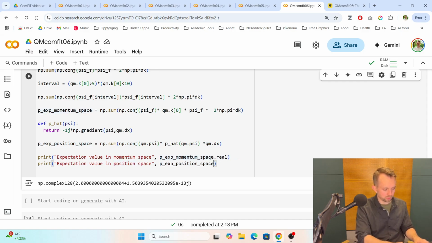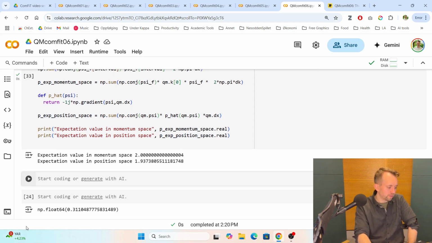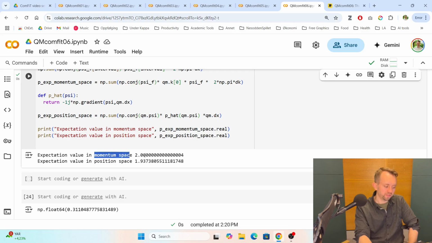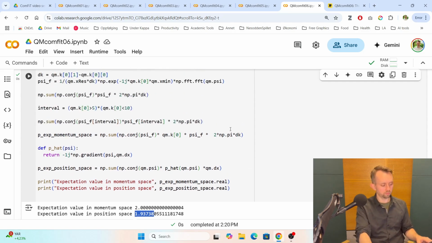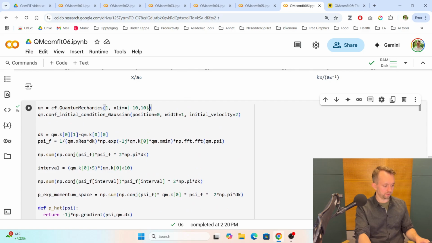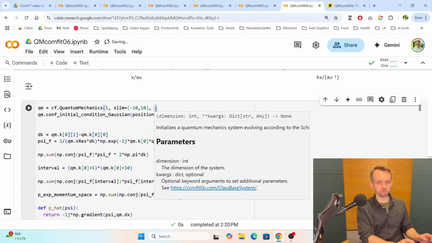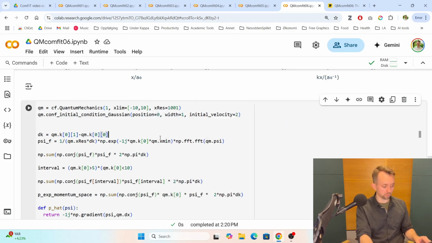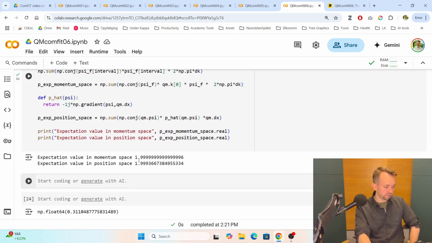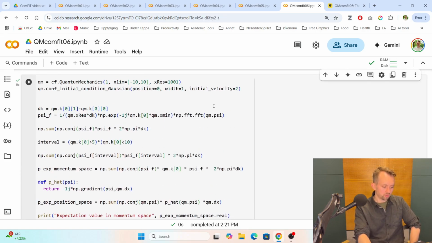We're going to take the real part just because that's what we're interested in. So let's have a look. And we see that the expectation value in momentum space is 2, which is exactly right. And the expectation value in position space is 1.93. So it's almost 2, it's not exactly. And that, of course, as so very often happens, has to do with the limited numerical resolution. If I increase the resolution, by default it's 101 steps, so if I do xres equal to 1001, for instance, then we see that these two values approach each other.